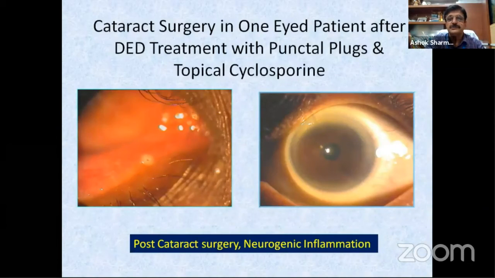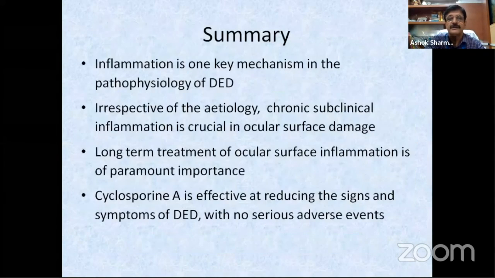Now, in addition to the other effects of cataract surgery on dry eye, post-cataract surgery dry eye can also be aggravated by neurogenic inflammation. So we need to use cyclosporin in these patients pre-operatively and also in the post-operative period. And we need to control neurogenic inflammation. In some of the recent studies, they have used topical steroids pre-operatively so that we can cut down the inflammation post-operatively and decrease the effect of cataract surgery on dry eye.